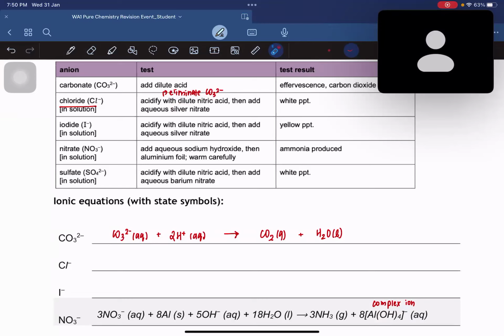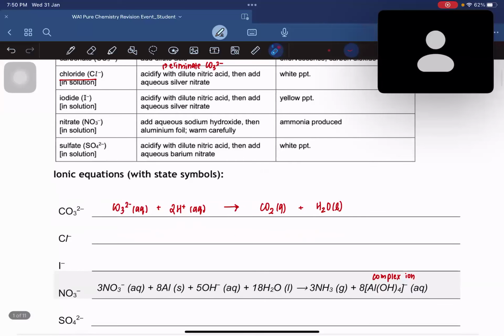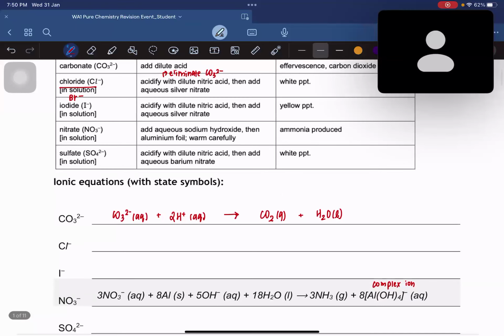Now take note, because I added nitric acid, that's why I use silver nitrate. If I added dilute sulfuric acid, I would have to change to silver sulfate. Understand? So it corresponds with the acid. Then you'll get a white PPT. Same for iodide. If I add dilute nitric acid and silver nitrate, I get a yellow PPT. What about the in-between, bromide? The test is still the same, but what PPT do I get?